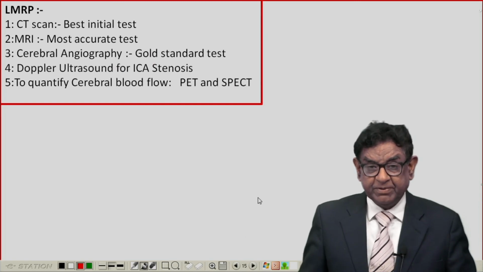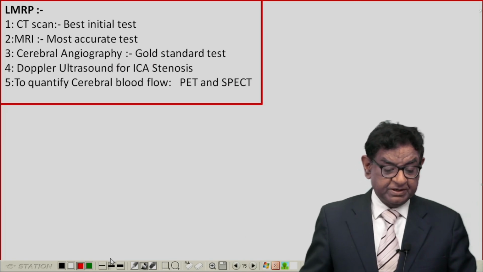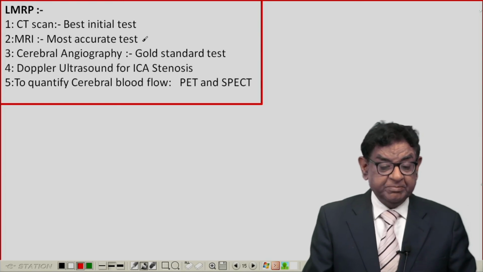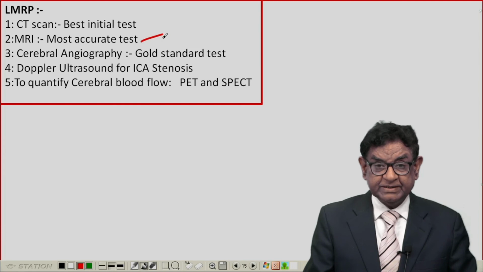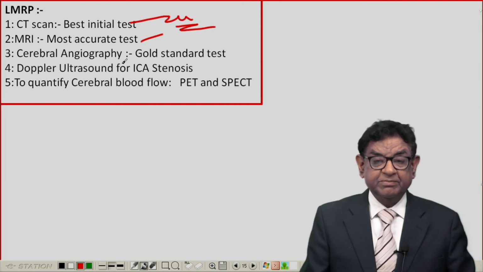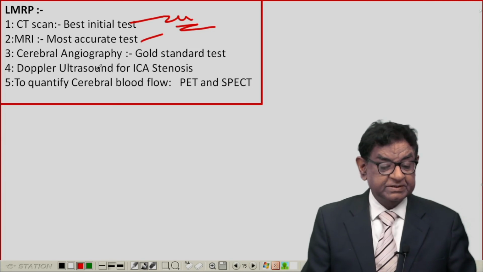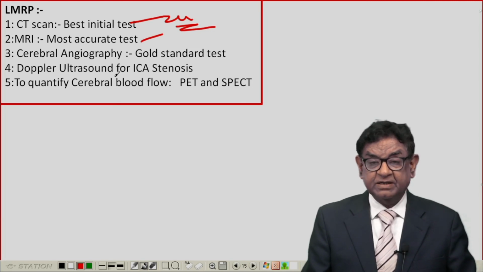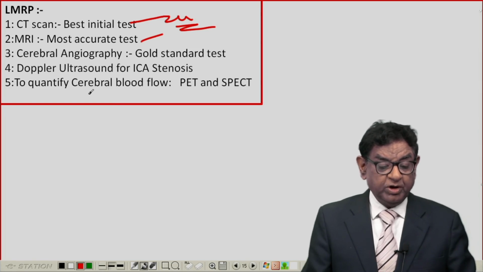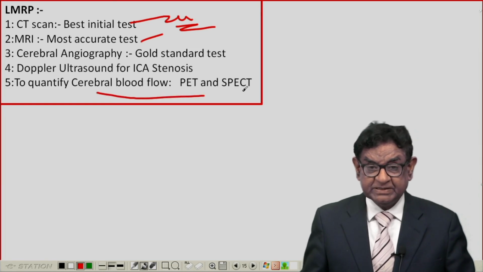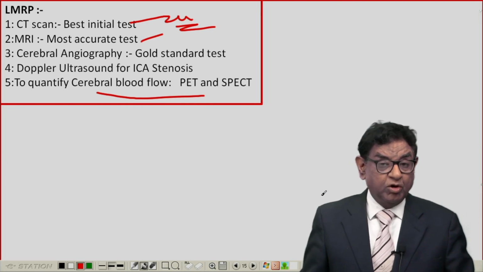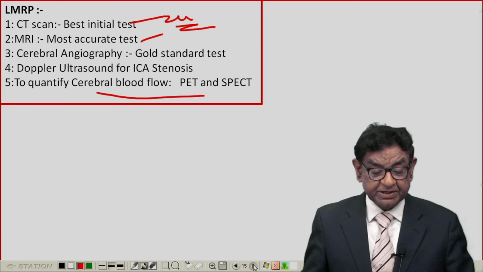So, a quick recap of what we learned in this particular lecture. The best initial test is plain CT scan, but MRI is the most accurate test, but for the first 24 hours CT scan is the best. Cerebral angiography is the gold standard test, and Doppler study is for internal carotid artery stenosis, and to quantify cerebral blood flow we use PET scan and SPECT scan. Remember, PET and SPECT normally are not a routine investigation.